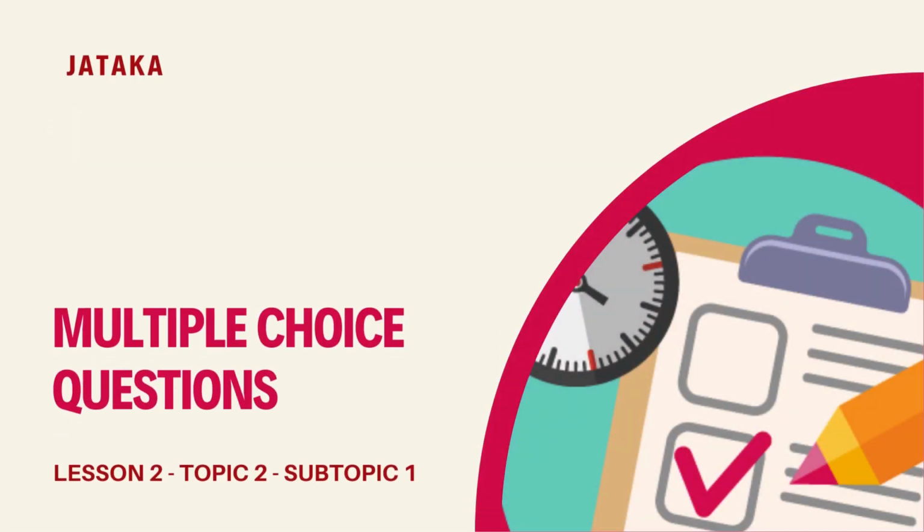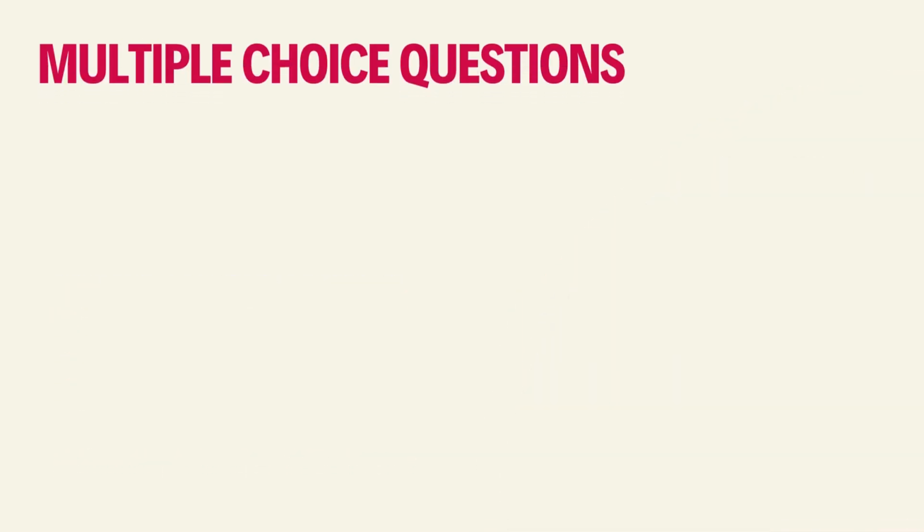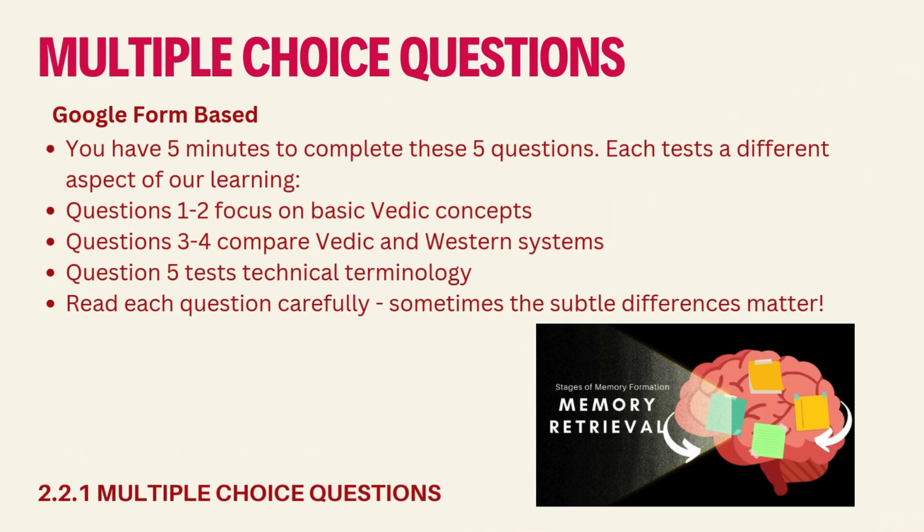So first, the multiple choice questions. As informed, this is Google form based. These MCQs test the foundational understanding of Vedic astrology concepts, whatever we covered in the first class. These questions progress from the basic terminology to comparative understanding between the systems. And you get 5 minutes. It's a 5-question MCQ. Each tests a different aspect of the learning.